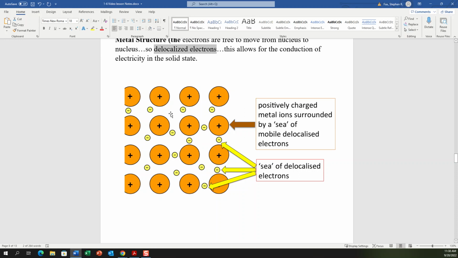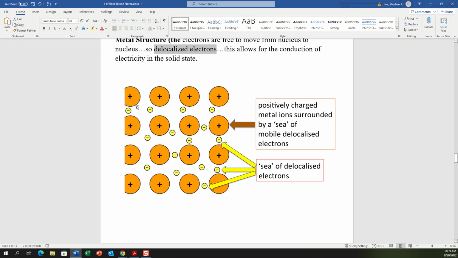So what this is supposed to represent is the positively charged nuclei of the metallic atoms, okay? So, copper nucleus, copper nucleus, copper nucleus, copper nucleus, copper nucleus, copper nucleus. So repeating positive signs, and then you have really small negative signs, and those are supposed to represent the electrons.